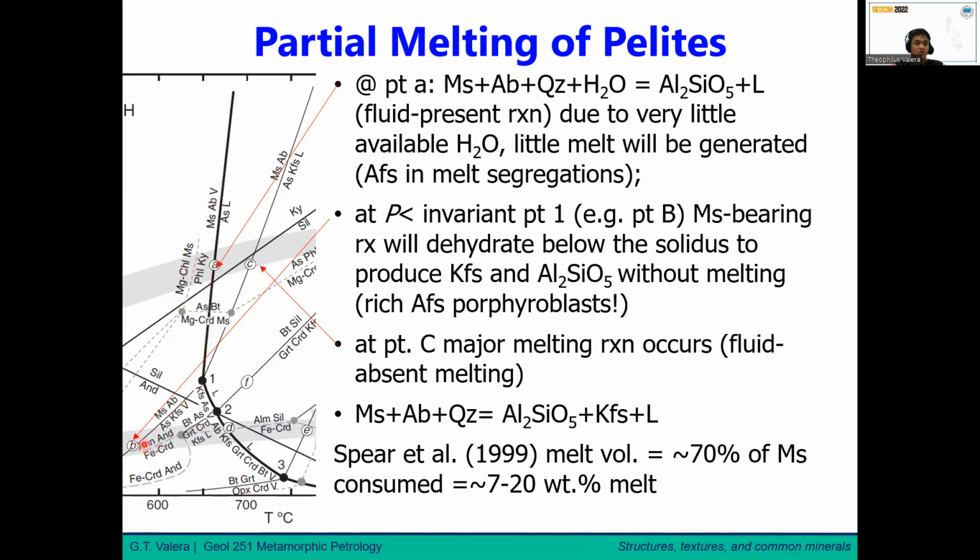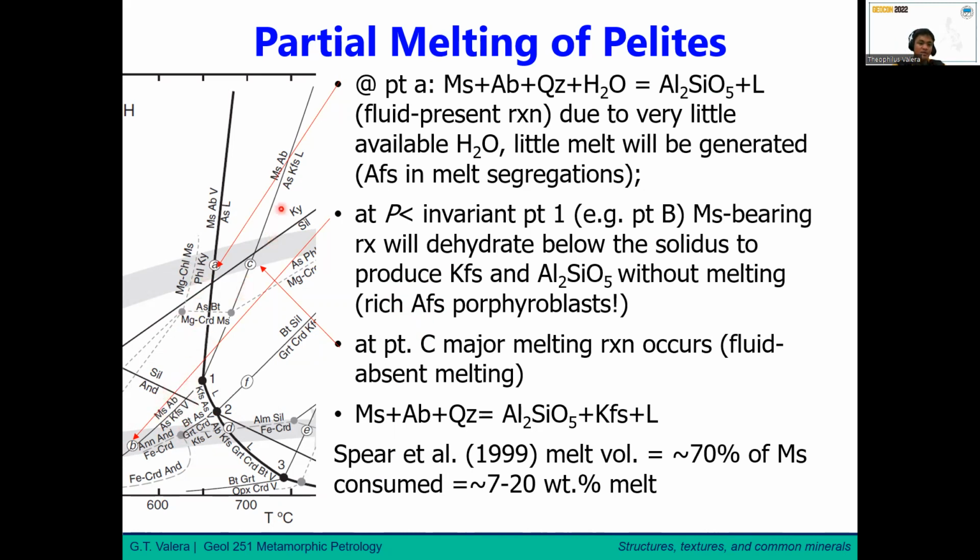Yung curve na to, so muscovite bearing rocks pala will dehydrate below the solidus to produce alkali feldspar and aluminosilicate without melting. So ito naman yung alkali feldspar rich na porphyroblasts sa met rocks. So yun yung distinct difference between medium PT and low PT. At point C, major melting reaction occurs.